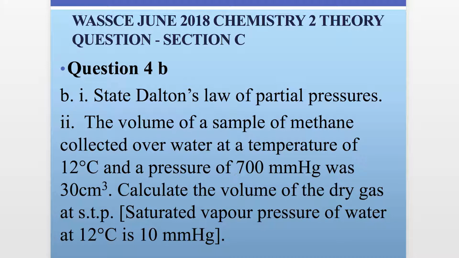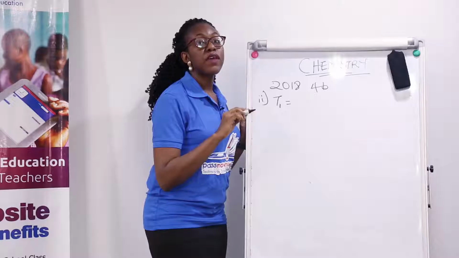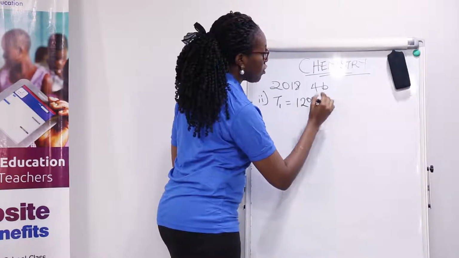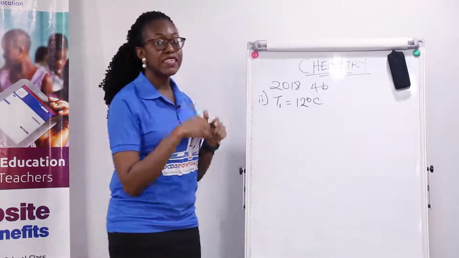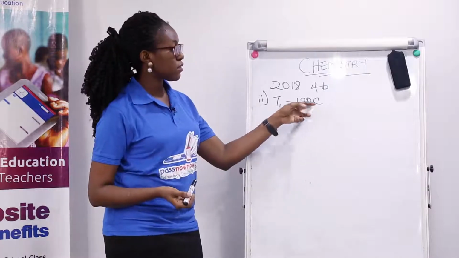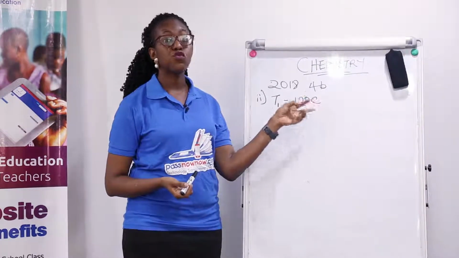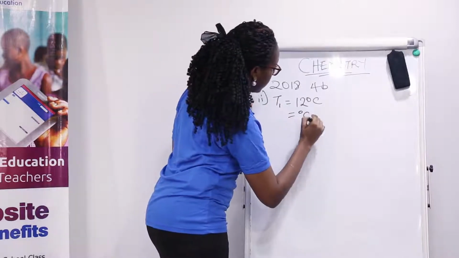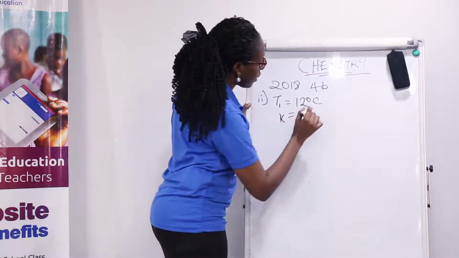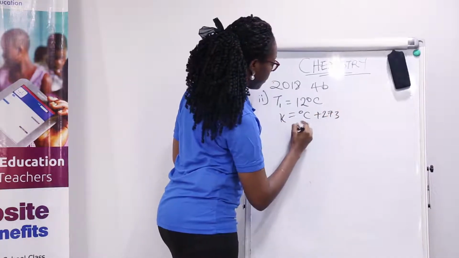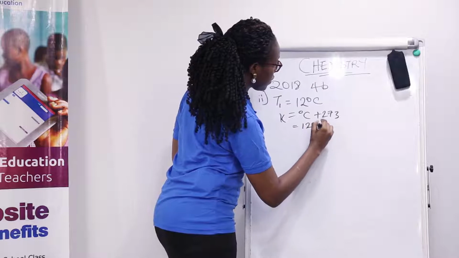Now, we have to take note of our parameters. We have our T1, which is temperature, to be 12 degrees Celsius. But you know, when calculating questions of this type, which are under gas laws, we convert the degree centigrade to Kelvin. Converting to Kelvin, the formula is degrees Celsius plus 273. This will give us 12 plus 273.